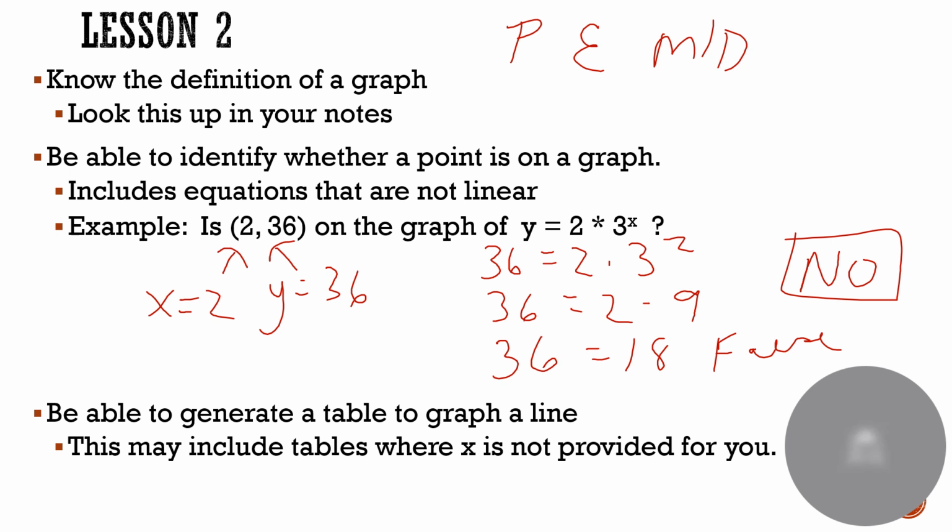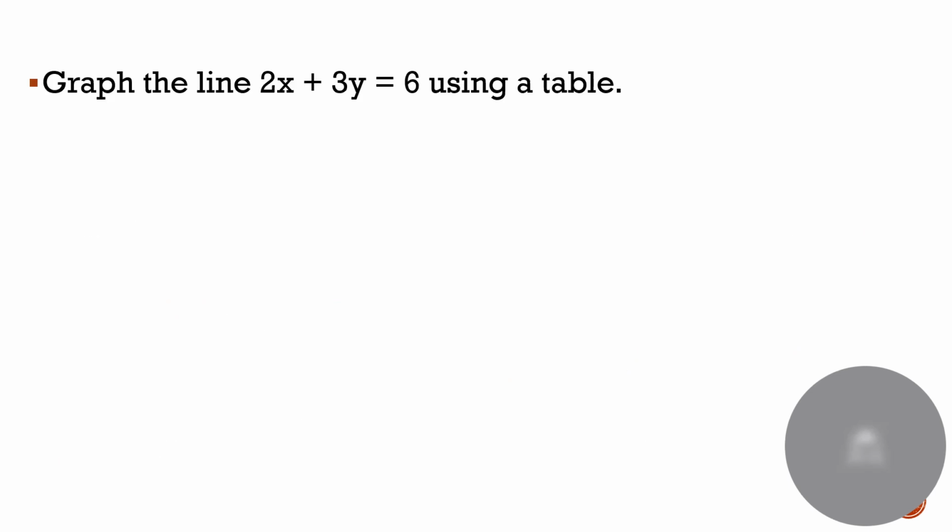So that was a 2-for-1. We reviewed some order of operations, and we also reviewed the concept of identifying whether or not a point is on a graph. Next skill, be able to generate a table to graph a line. This may include tables where X is not provided for you. So I'll try to make sure that this is scaffolded. The test is partially written at the time that I'm recording this. So I'll try to scaffold that so that if I am allowing you to pick your own X values, I am reasonably sure there aren't any really awful X values that you might pick. If it's a line, it should be fine.